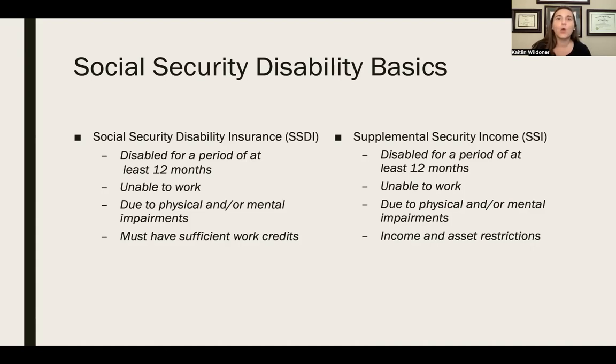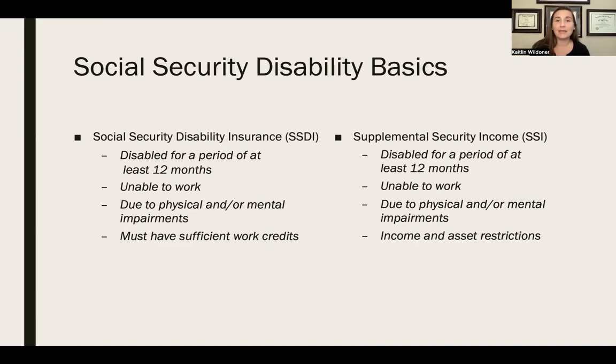Now, where they differ with SSDI benefits, the monetary amount that you'll receive each month is based on what you have been able to pay into Social Security while you've been able to work. So you must have sufficient work credits to qualify for SSDI benefits. For SSI benefits, on the other hand, that is more of a welfare program, and it does have income and asset restrictions that you must be below. You don't have to have a work history requirement. You don't have to have any of that. But for SSI, you have to have below a certain threshold of income and assets.